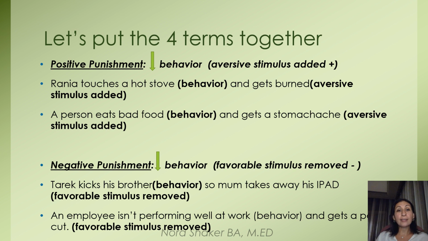Now, a person eats bad food and gets a stomach ache. We all know the fast food chains that every time we eat from, we get diarrhea, and this is why you stop eating from these chains. So the behavior of eating that food is going to decrease from that certain chain because the aversive stimulus, which is your stomach ache, is added. So this is positive punishment. The behavior of you eating from that bad food is going to decrease in the future because of the aversive stimulus, which is your stomach ache.